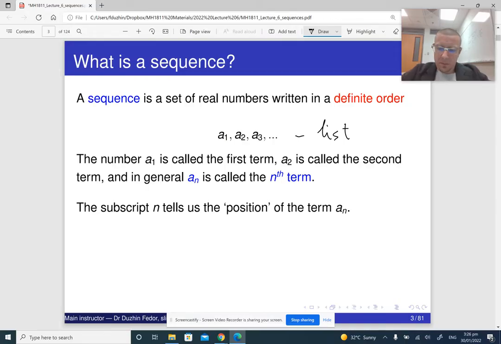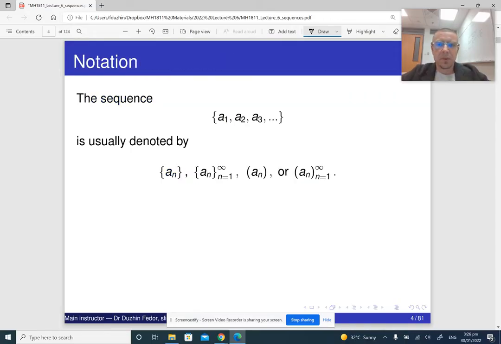Then when we write it down, we can write it down essentially as a list, like A1, A2, A3, and so on. Or we can use some other notations like AN in curly brackets or AN just in brackets, something like that. So these are all sequences.